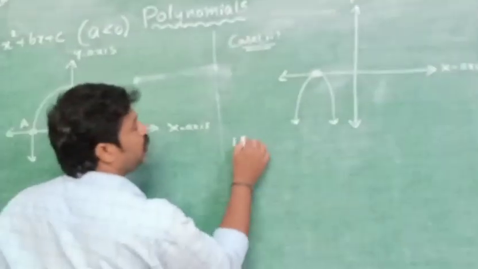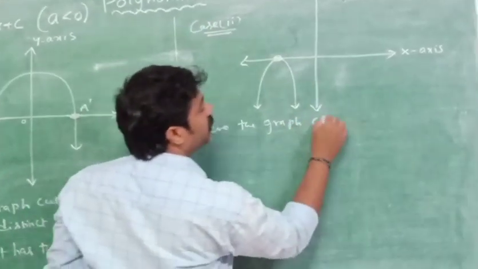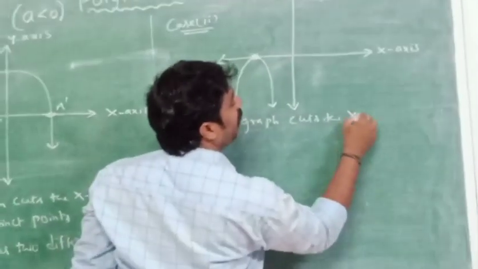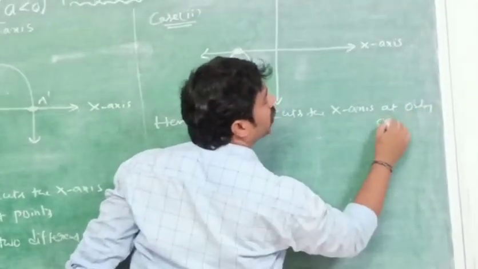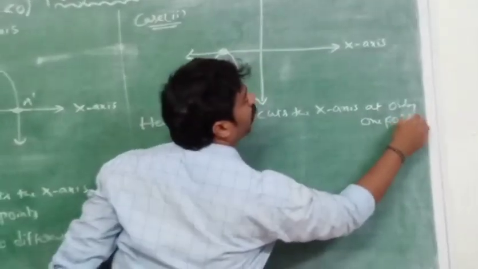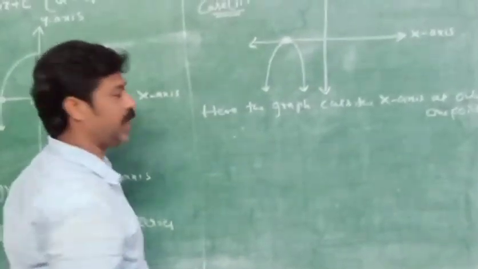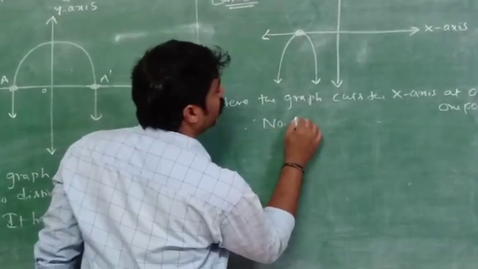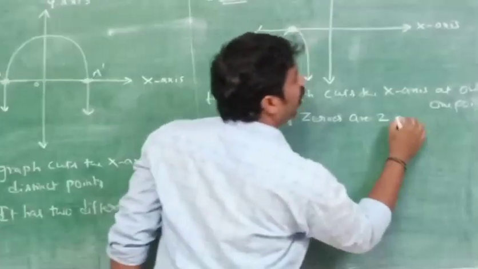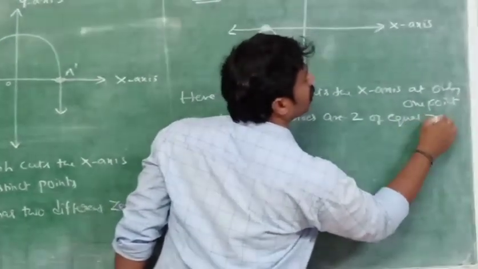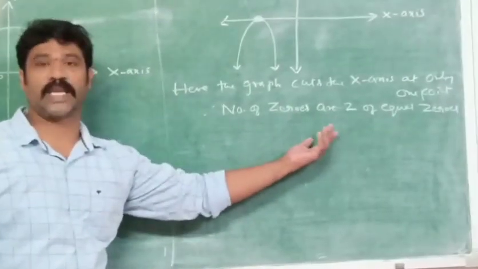So what we can conclude, here the graph cuts the x-axis at only one point. Therefore, the number of zeros are 2 and both the zeros are the same. So here the number of zeros are 2 of equal zeros. So we will get equal zeros. Both the zeros are the same.